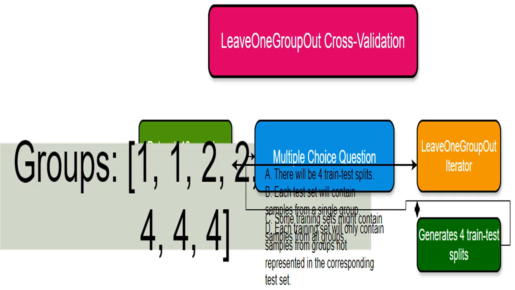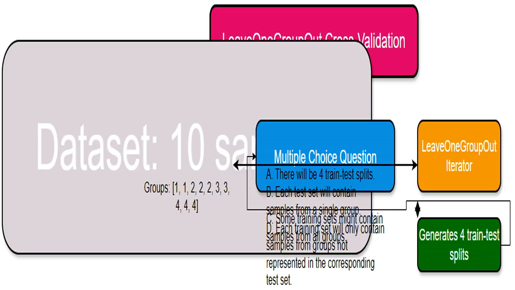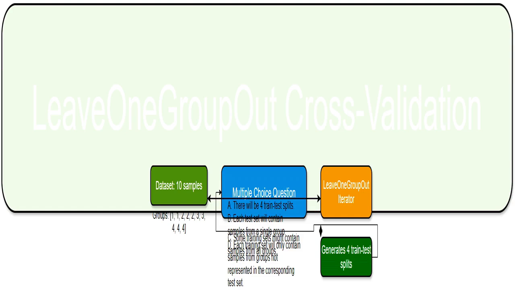I have a multiple choice question that tests how well you understand LOGO, and how it creates these splits. The question is based on a dataset with 10 samples divided into these 4 groups. My dataset has 10 samples, a nice small size to make things clear. Notice that some groups have more samples than others. Group 2 has 3 samples while others have fewer. This is key for understanding how LOGO works.